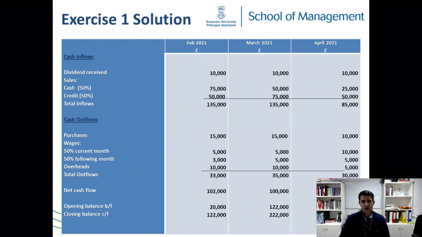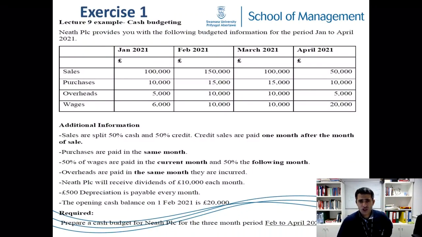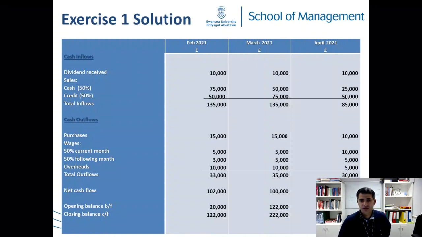Now let's come to the cash outflow. When it comes to cash outflow, we have the purchases, and if you look at the question, the purchases are paid in the same month. So what does that mean? If it's the same month, you just copy paste. Look, purchases for February, March and April: 15, 15, and 10. You just copy paste.